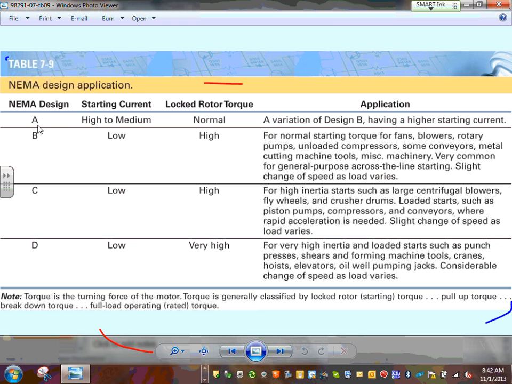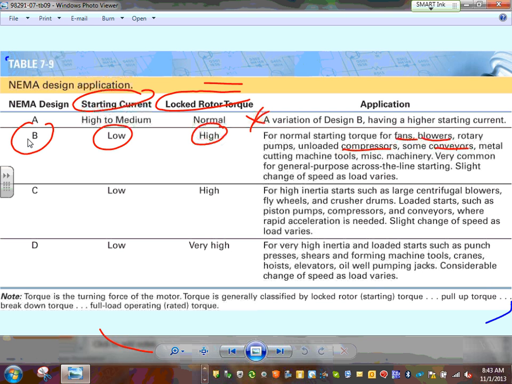Design A, B, and C, the difference between the design of a motor. I want to bring to your attention, guys, the most common design that we use is design B. It has a starting current low, which is good news. Locked rotor current is low, and start torque is high, so good torque on it. And applications, look at that: blowers, fans, compressors, conveyors, that's everything that you do. So this is basically what we use all the time.